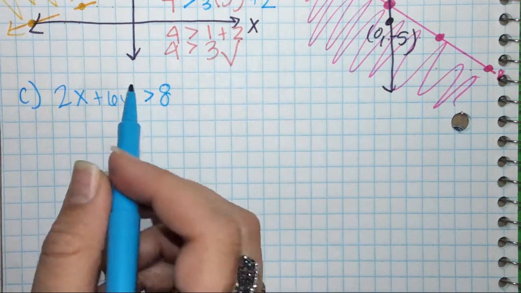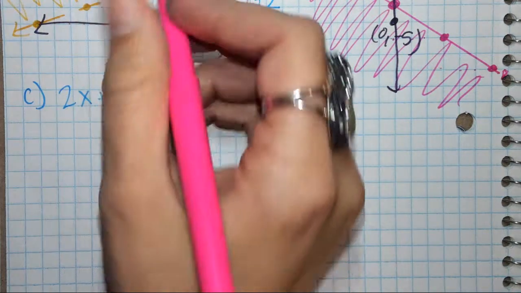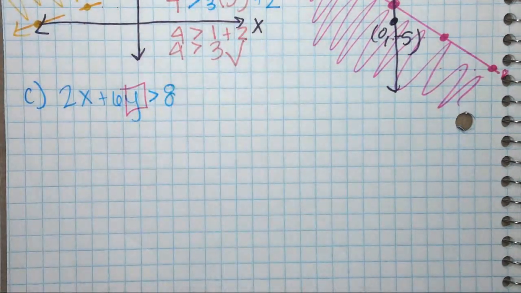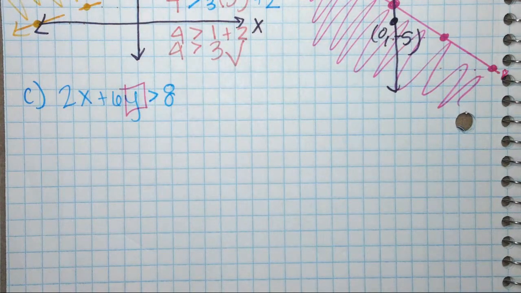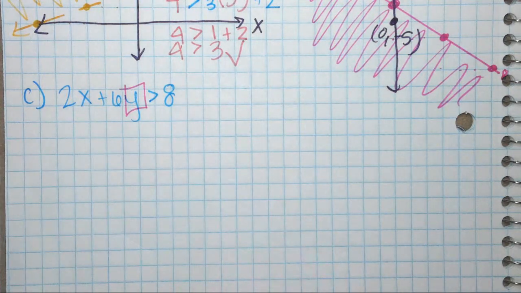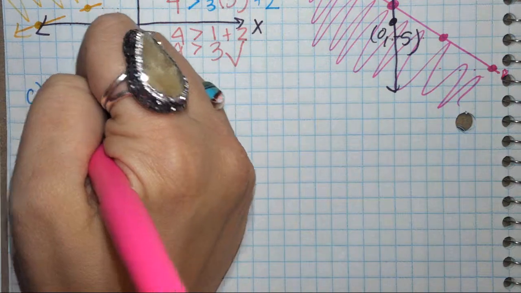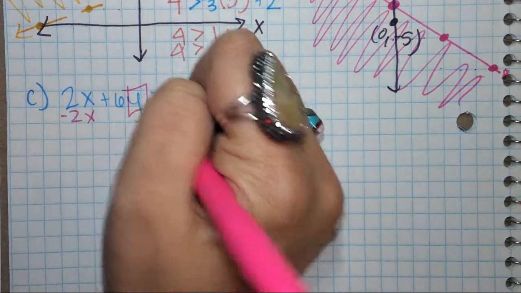So this one does not have y by itself, and that means that you need to solve for y. So please put a box around y. And in case you've forgotten how to solve for y, we're going to walk through step by step on how to do that. Can anybody tell me what to do first? Subtract 2x.